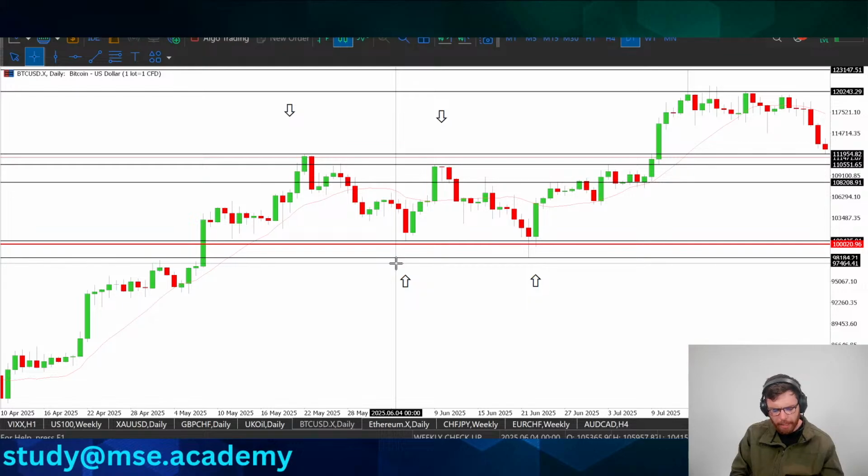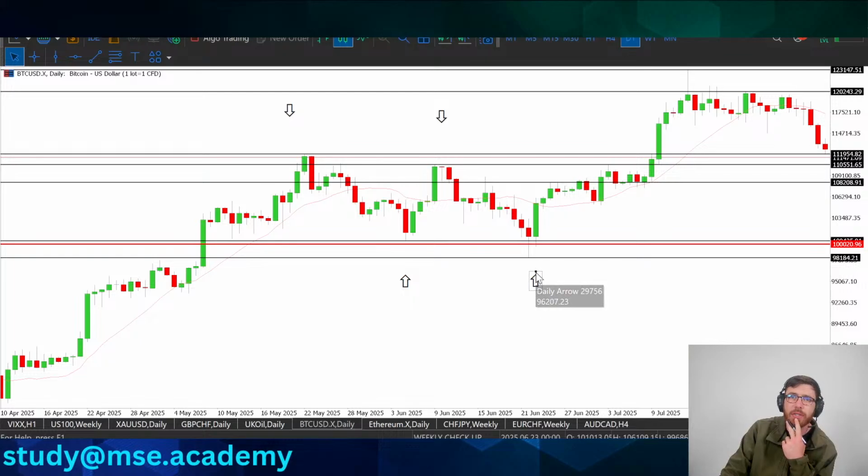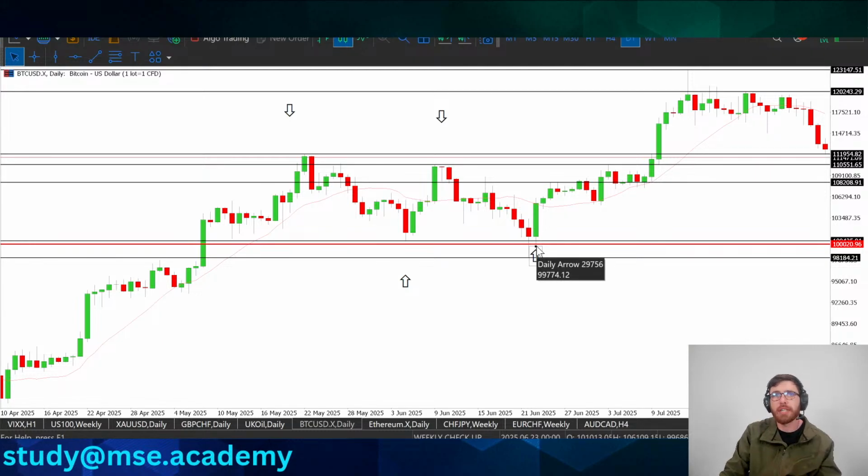And then it pulled back to the same level. It pulled back to 98. So the market did, on a daily candle, break below that $100,000 level. But then you can see here, if you take a look at this very closely, you've got this extremely bullish candle over here.